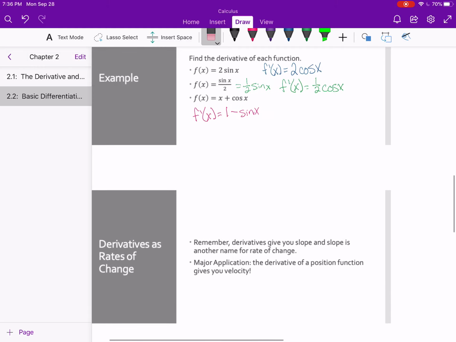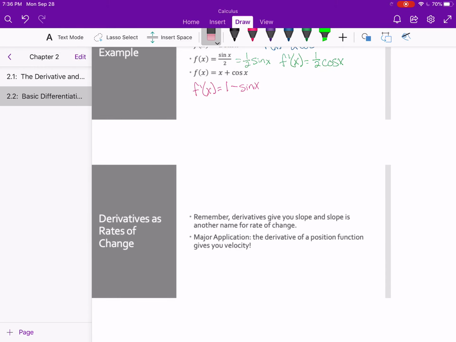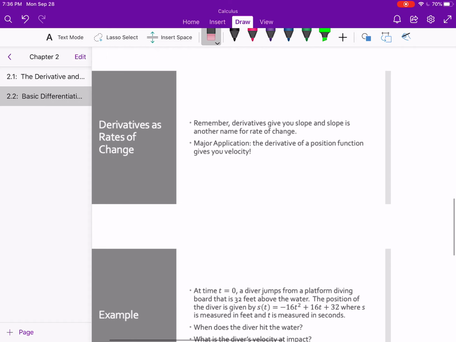All right. So remember, derivative gives you slope, and slope is another name for rate of change. So this leads us to a major application. If you are given a position function, the derivative gives you velocity. Okay, and if you're given velocity, the derivative actually gives you acceleration. So this is why physics likes to use calculus a lot, because it's easier to calculate speeds and such.